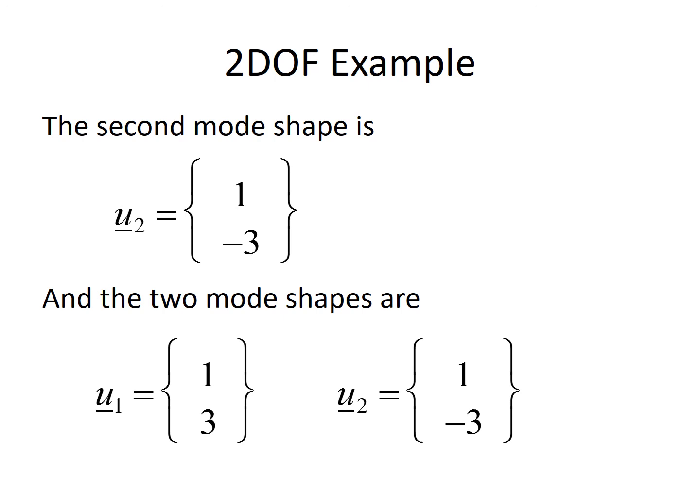Note that the elements of the first mode shape have the same sign, indicating that both degrees of freedom are in phase when vibrating in the first mode. Conversely, the elements of the second mode shape are opposite in sign, indicating that the two masses will vibrate out of phase in the second mode.